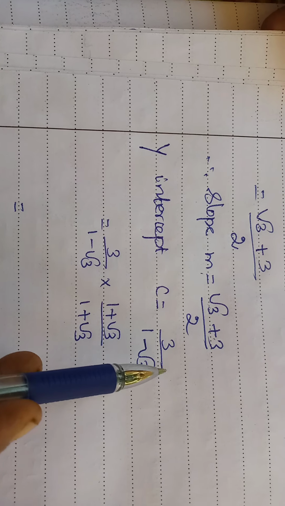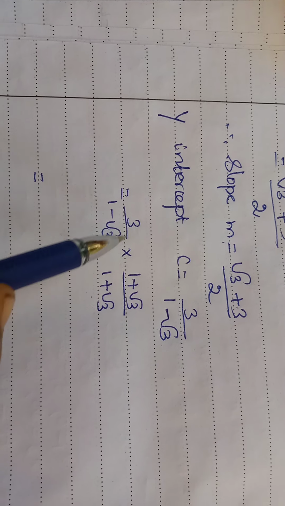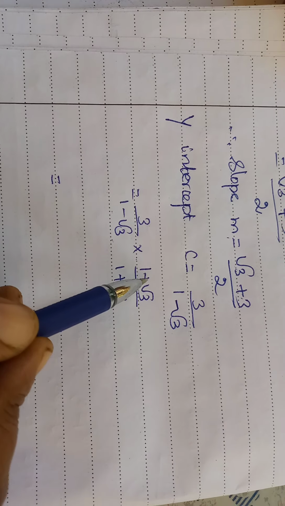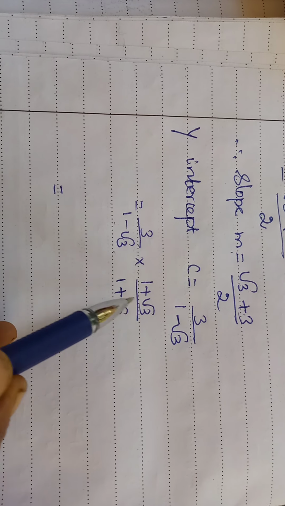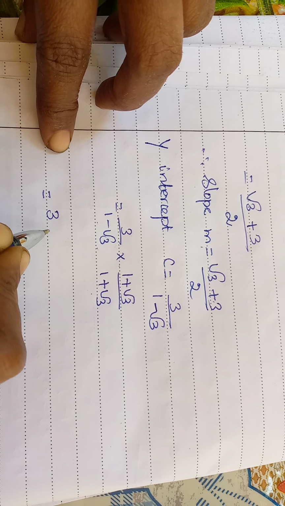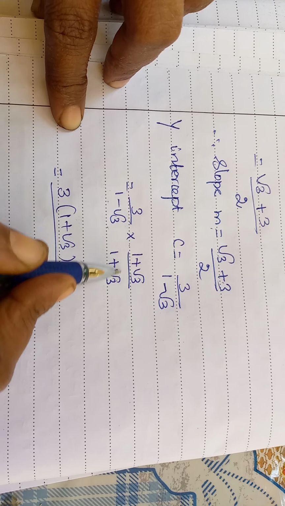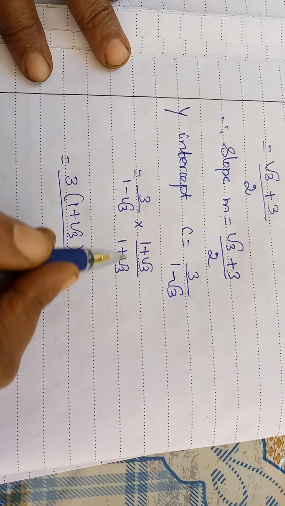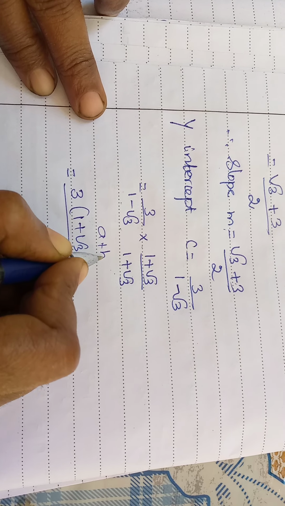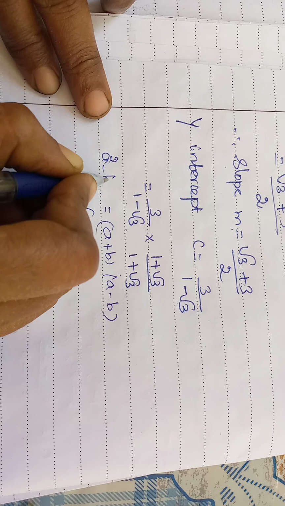Okay, so we multiply the numerator as well as the denominator by the conjugate of the denominator. So 3 by 1 minus root 3, into the conjugate of this denominator, which is 1 plus root 3 by 1 plus root 3, which is equal to 3 into 1 plus root 3 by the denominator, which is in the form of a plus b into a minus b. What is a plus b into a minus b? A square minus b square. Okay, a plus b into a minus b is equal to a square minus b square.